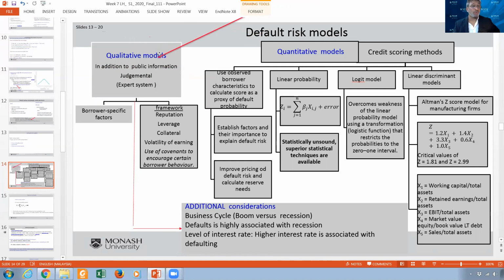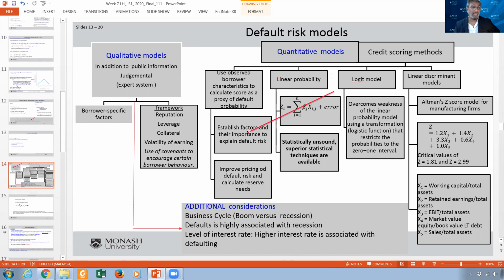We have to look to the quantitative models, and the quantitative models use observed borrower characteristics. As I told you, maybe in the introductory slides, we talk about credit card. We have to take all those income, age, occupation, profession, all those issues into consideration. Dependents, whatever. But now here we are talking about companies. So we have to take the observed borrower characteristics, and usually if it is a business loan, we take this information from the balance sheet.